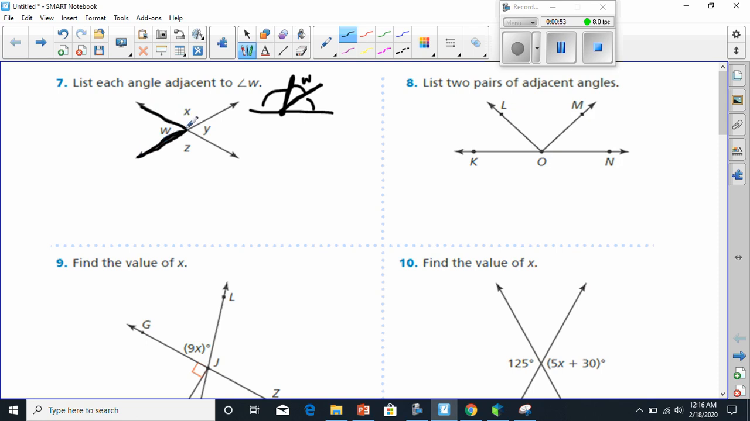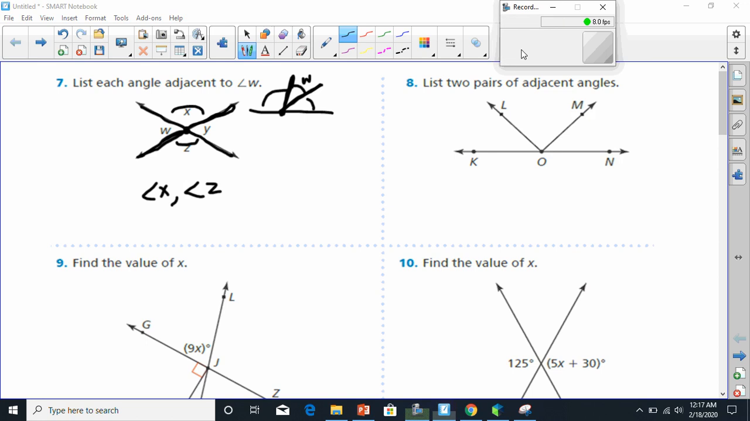One adjacent angle would be here because it shares its vertex and comes here. So that would be angle X. Another one that shares its vertex and one of its lines is angle Z. So the answer to this would be angles X and Z.